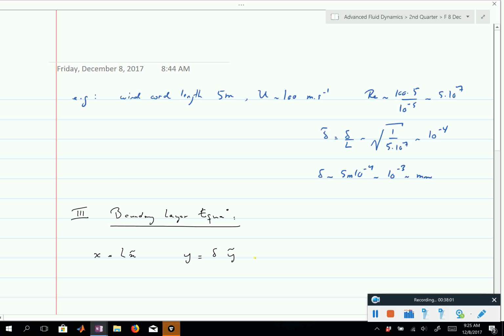Now remember that delta is L times delta bar. So really this is L divided by the square root of the Reynolds number, times y tilde. I'm putting in this scale. You remember where the scaling is coming from. This is the scale we just derived in the previous paragraph.